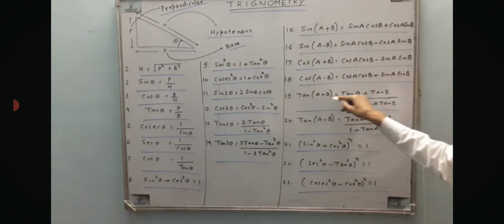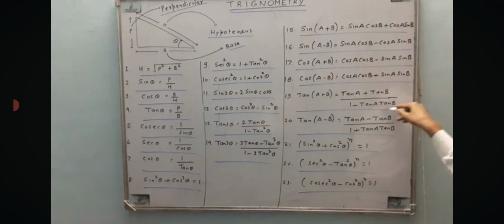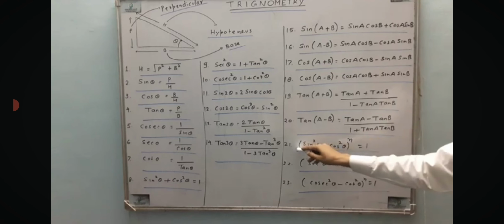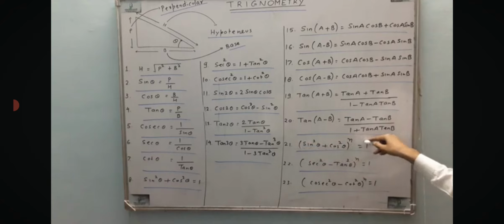19th is tan of a plus b is tan a plus tan b upon 1 minus tan a tan b. 20th is tan of a minus b is tan a minus tan b upon 1 plus tan a tan b. 21st is sin square theta plus cos square theta, raised to power n, is equal to 1.